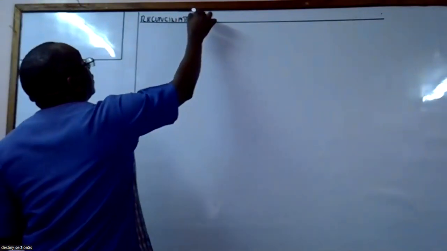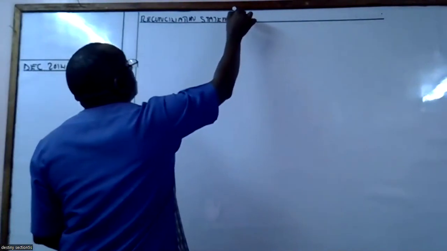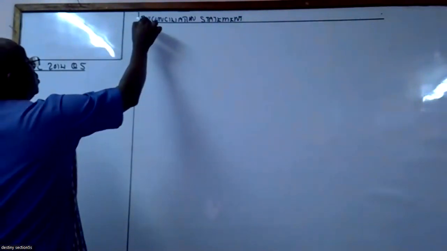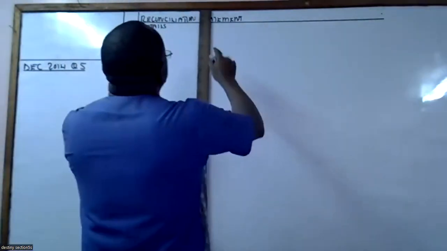Reconciliation. Now, this one, you can divide it like this. We have a column where we show the details of what it is we are dealing with.